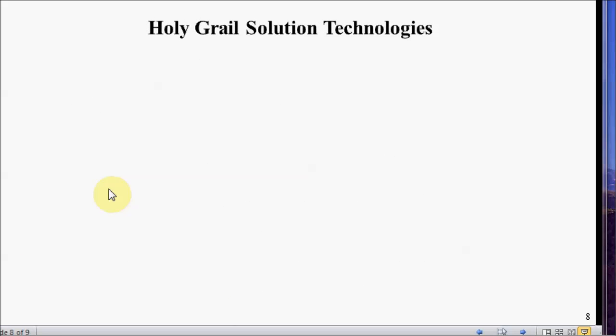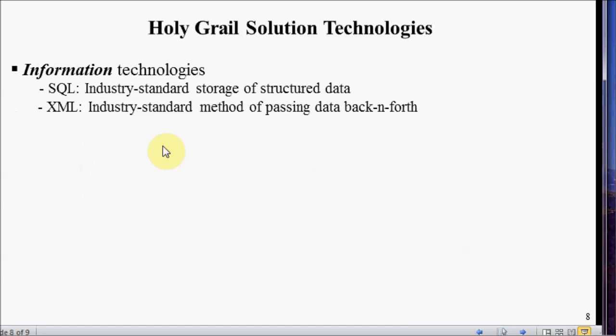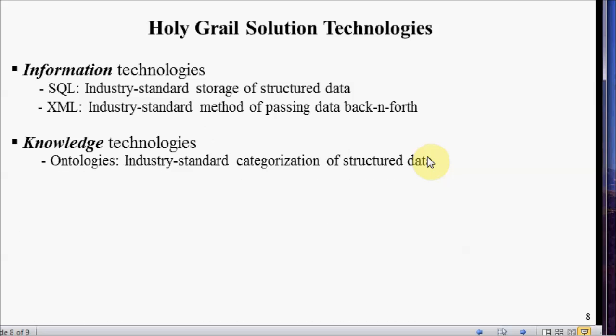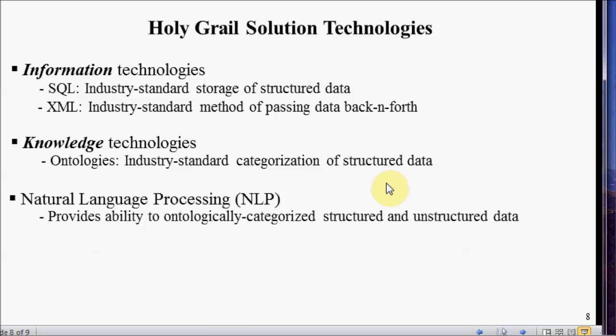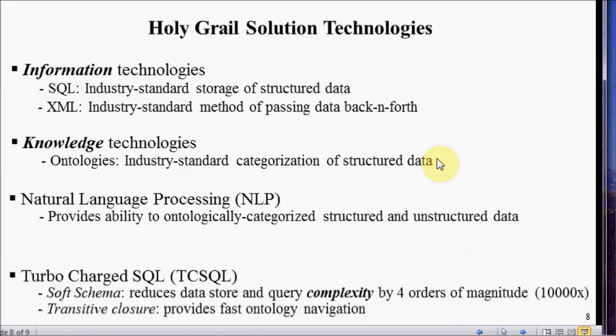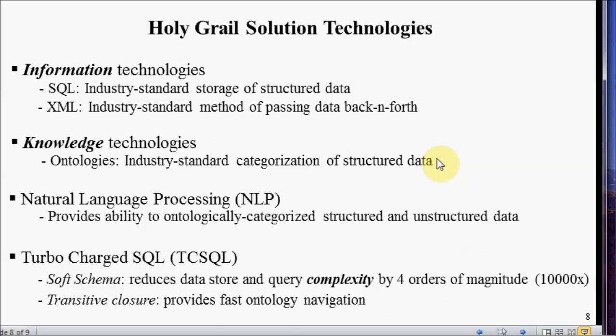Over a number of talks, we're going to talk about a proposed solution to delivering the Holy Grail. In particular, we're going to talk about four categories of technologies. We're going to talk about information technologies, namely SQL and XML. We're going to talk about knowledge technologies, something called ontologies, which are an industry standard way of categorizing structured data. We're going to talk about natural language processing, which provides the ability to ontologically categorize structured and unstructured data. And lastly, we're going to talk about a new technology, something called TC-SQL, turbocharged SQL.